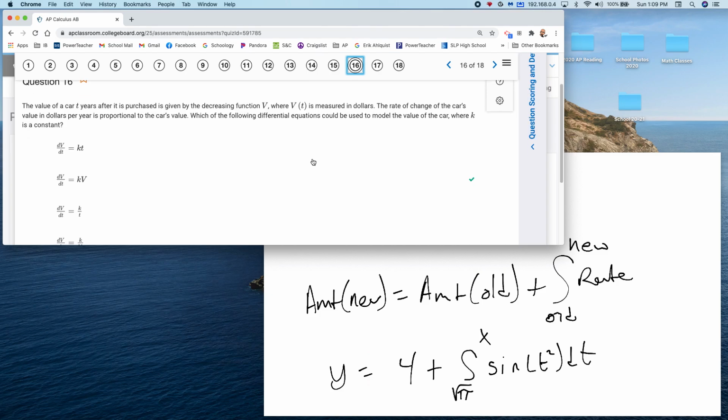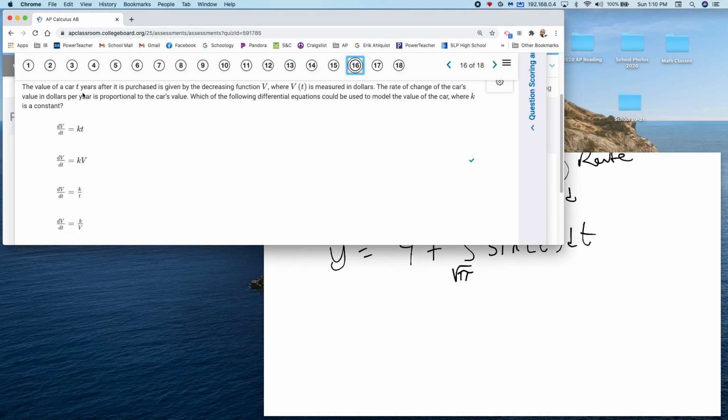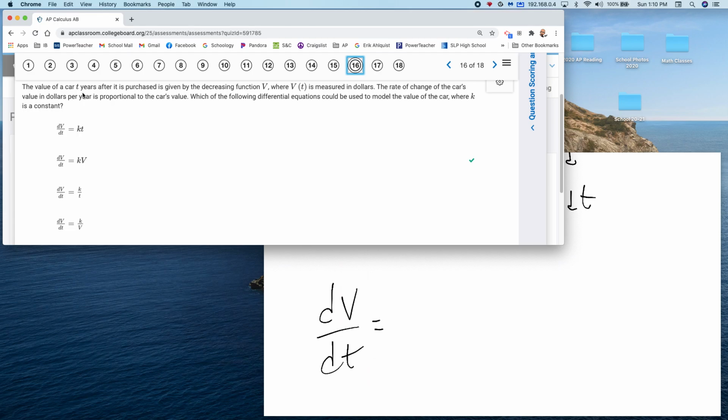This one is tricky, and I'll kind of go through this one again. So value, this one's actually not as bad. I think it's similar to that volume one we had, like the third one in there. Value of a car after T years of the purchase is decreasing function V, where V of T is measured in dollars. The rate of change of the car's value in dollars per year, which is dV dt, is proportional, so that's directly proportional to the car's value.